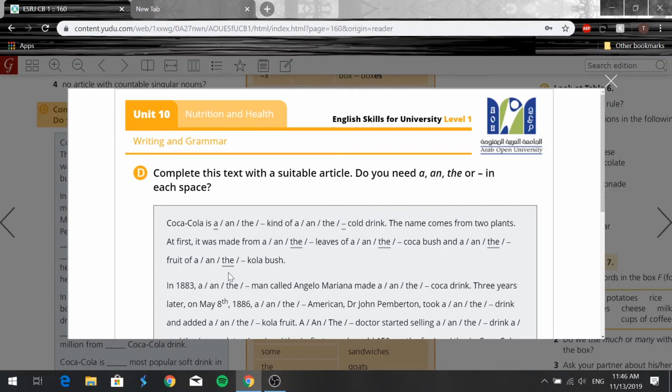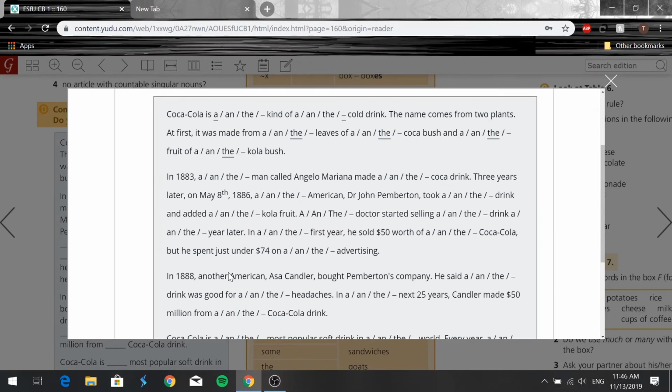Okay, so again, Coca-Cola is a kind of cold drink. The name comes from two plants. At first, it was made from the leaves of the coca bush and the fruit of the cola bush. Okay? Now let's go to the second paragraph.